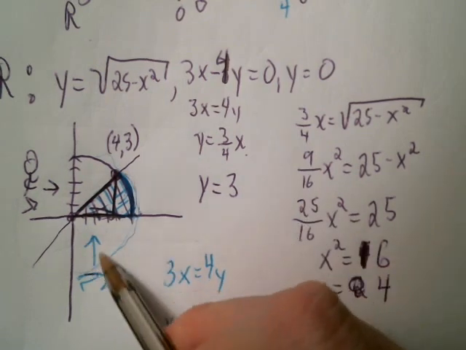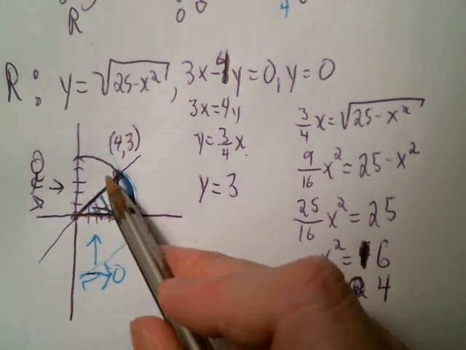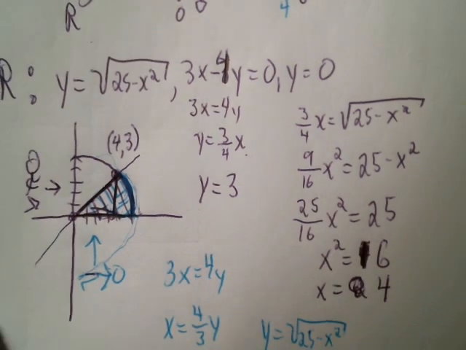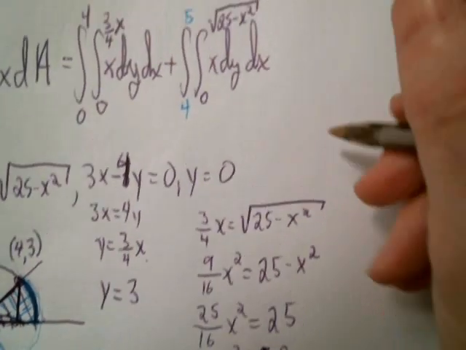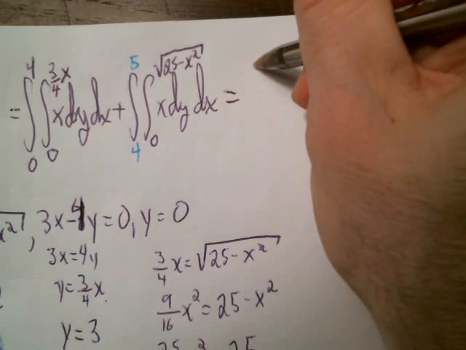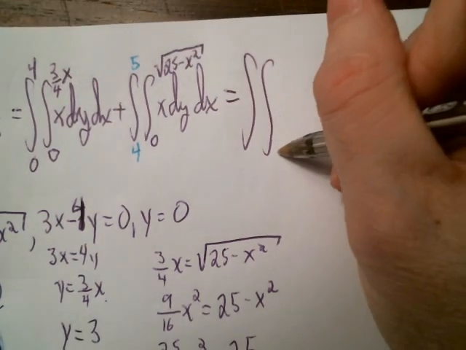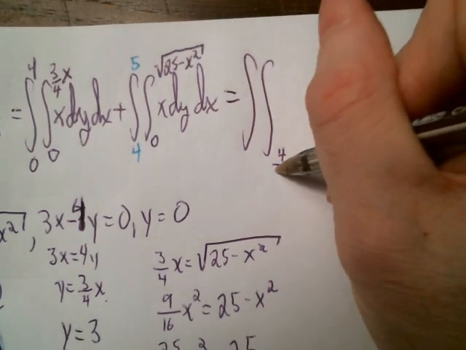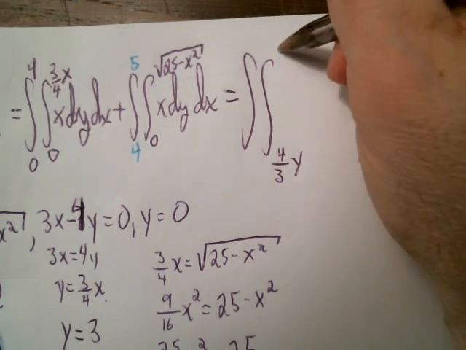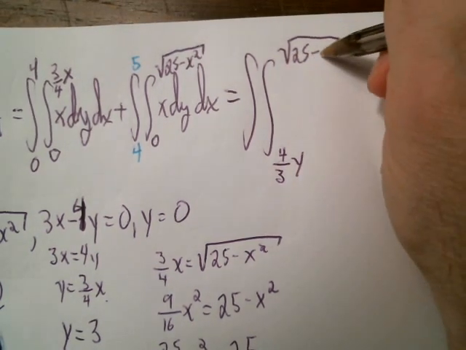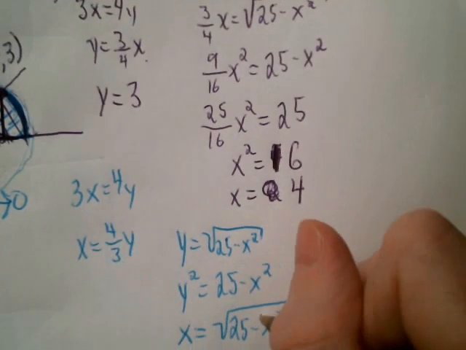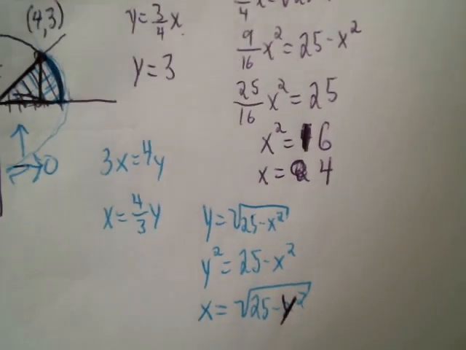Right, so in this orientation, curve to curve, the bottom curve is the 4/3 y. So let me get my other integral going. The other integral is going from 4/3 y to the square root of 25 minus y squared. Okay, so this should be a y. That's not obvious. It looks like an x.